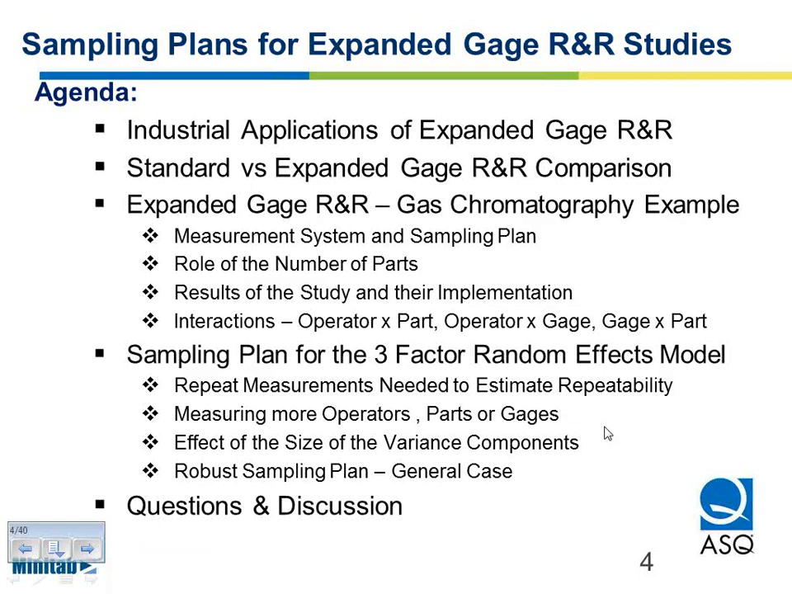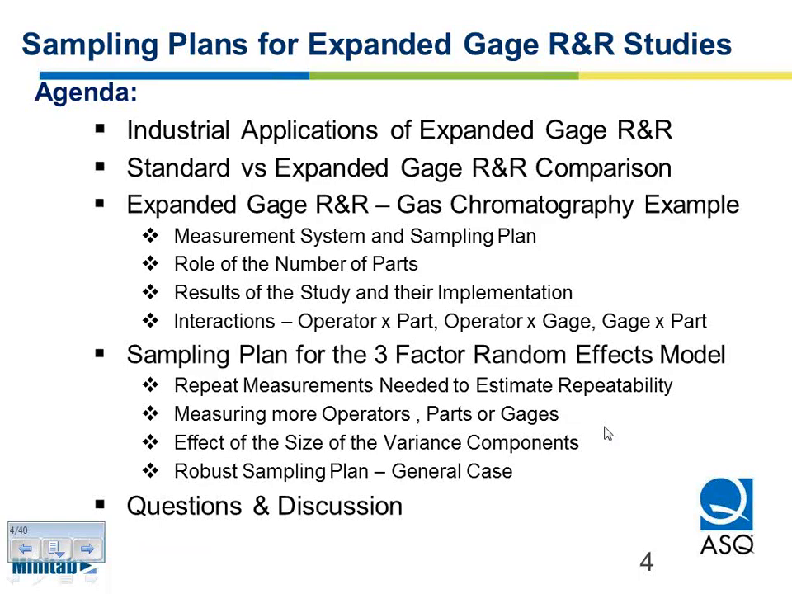We'll talk about the size of the variance components that you intend to measure, and how it's important to match the sampling plan to the size that you anticipate that specific variance component having. And then finally we'll get to the final answer. The goal for today is to recommend to you a sampling plan for an expanded gauge R&R as applied to whatever measurement system you hope to apply it to.